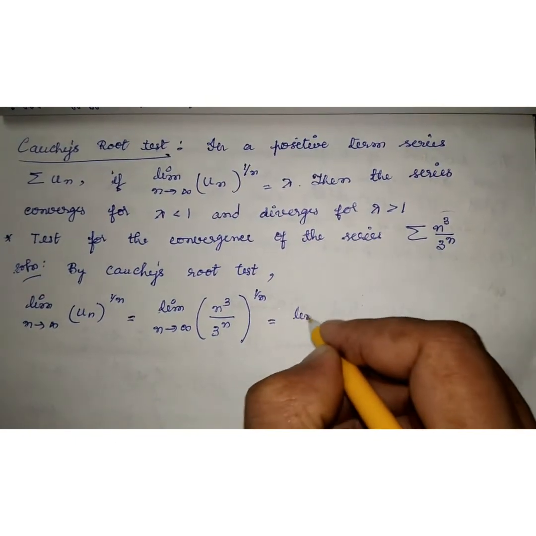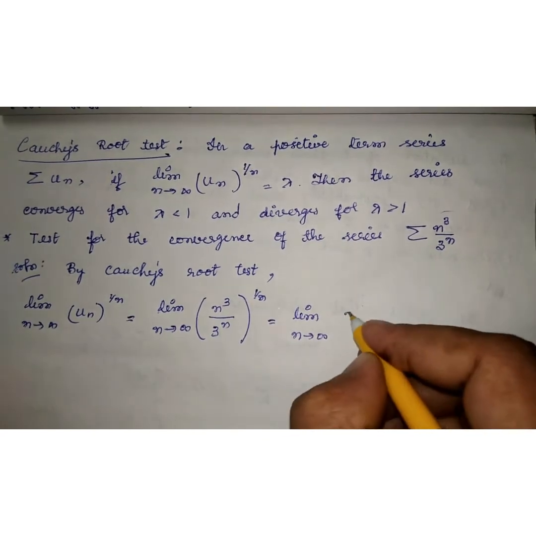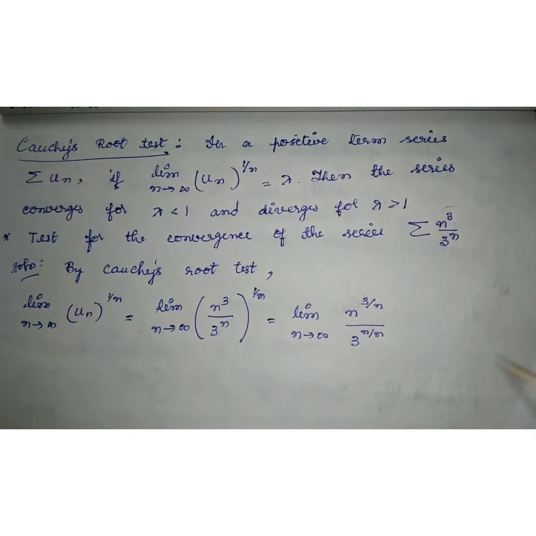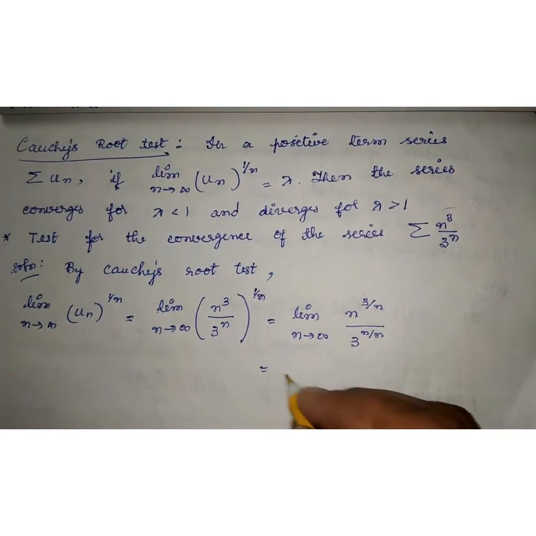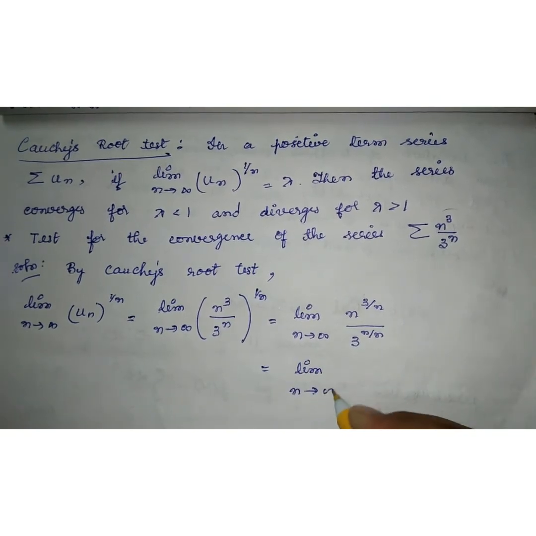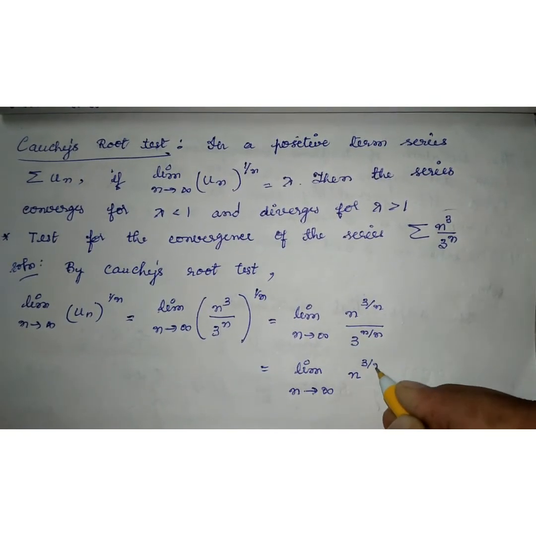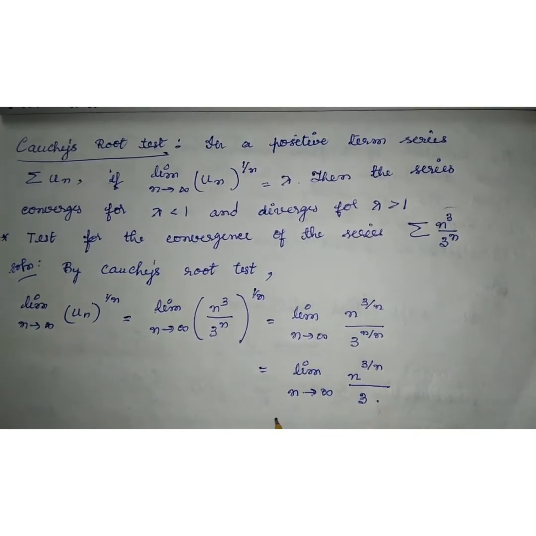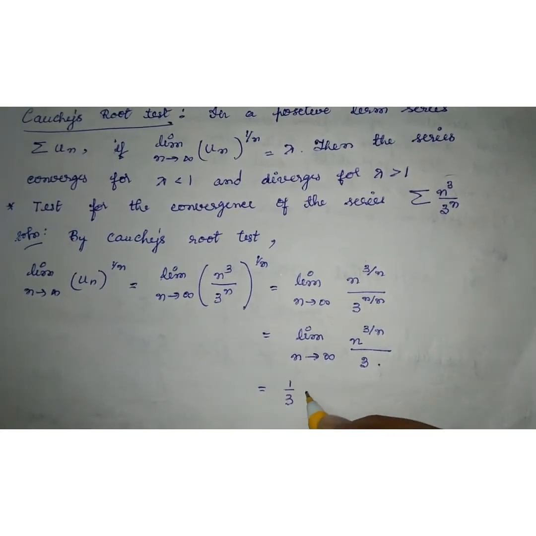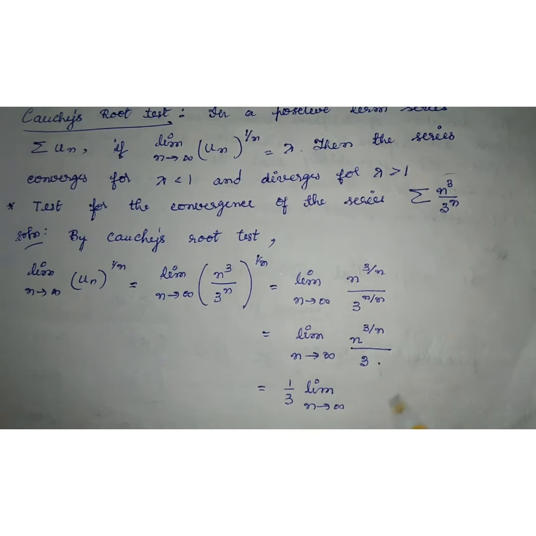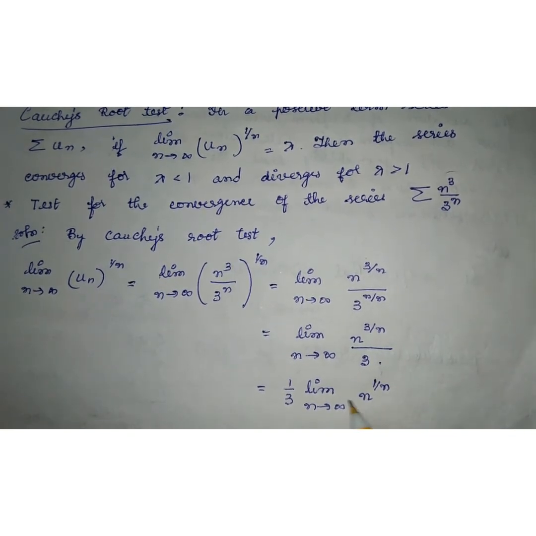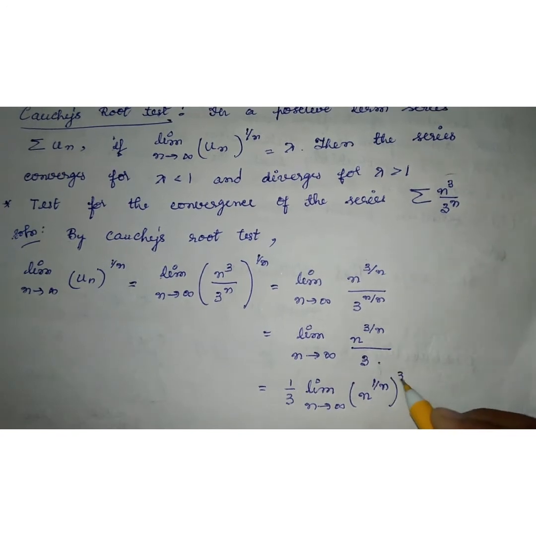So this is equal to limit n tends to infinity n to the power 3 by n divided by 3 to the power n by n. So this is limit n tends to infinity n to the power 3 by n divided by 3. Here you can take 1 by 3 outside. It is limit n tends to infinity n to the power 1 by n, whole cube.